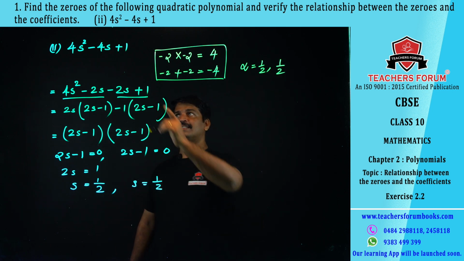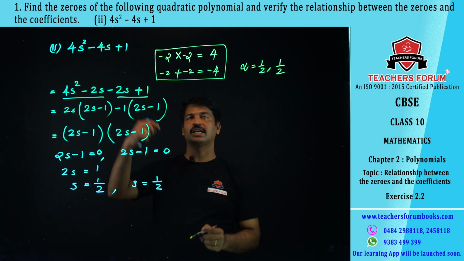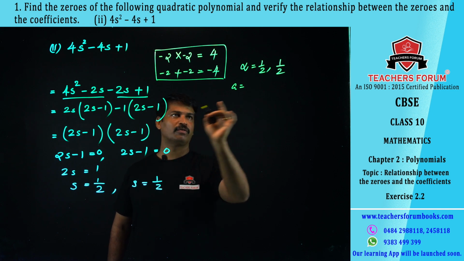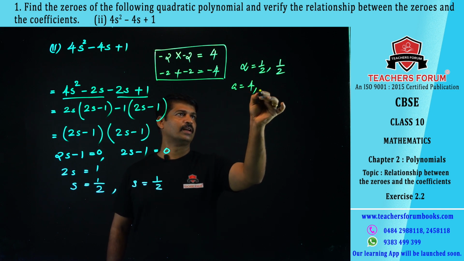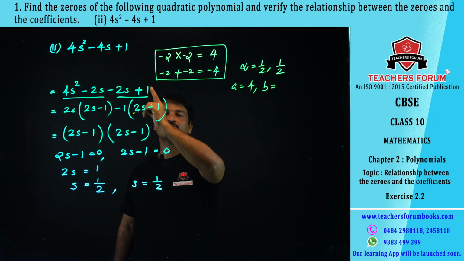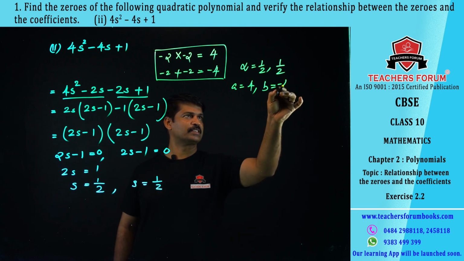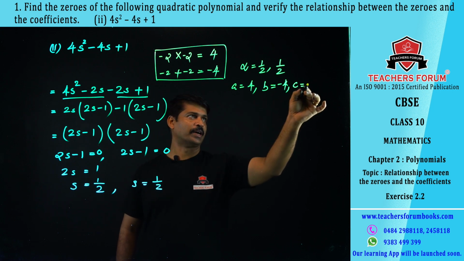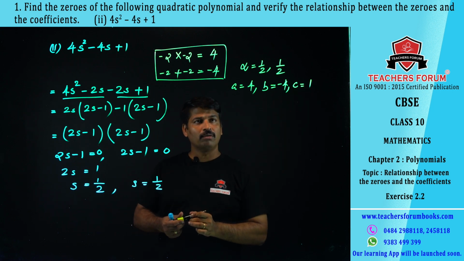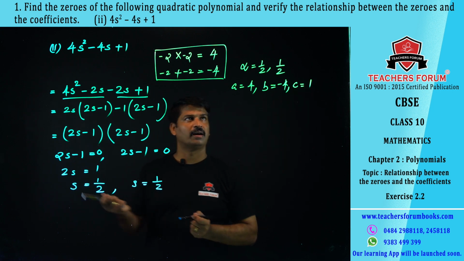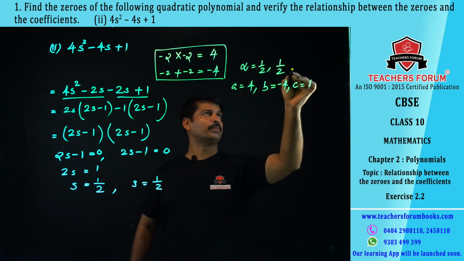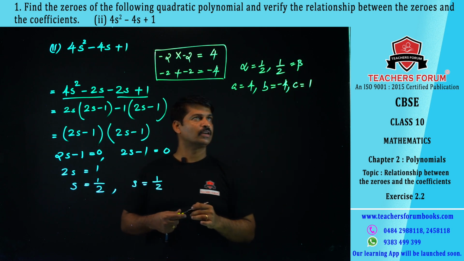Now let us find the values of a, b, c from the given polynomial. What is a? A is equal to the coefficient of s square, that is 4. B equals the coefficient of s, that is minus 4. C equals the constant term, that is 1. Okay. Now let us find out what is alpha plus beta.